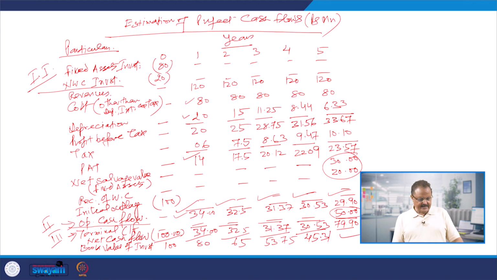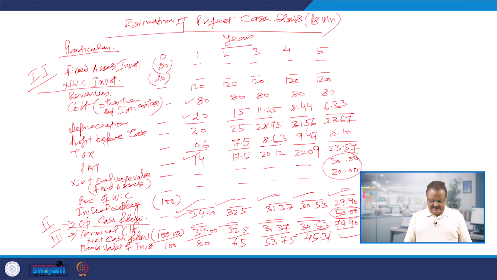So this is the entire cash flow we are taking into consideration. When we work out the total outflow as well as the inflow, the investment as well as the operating inflows, we calculate the operating cash flow first. To arrive at net cash flow, you take the operating cash flow, then the terminal cash flow, and finally sum it up, which gives us the final net cash flow. That net cash flow is going to be 100 as the outflow, and inflow is 34, 32.5, 31, 30 and 79.